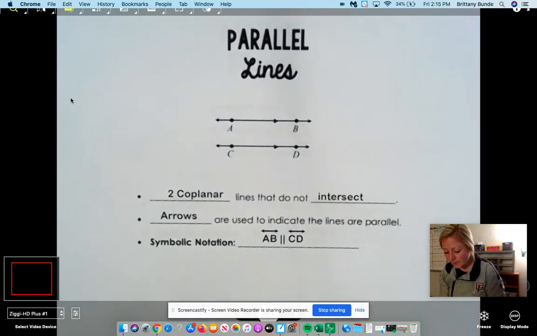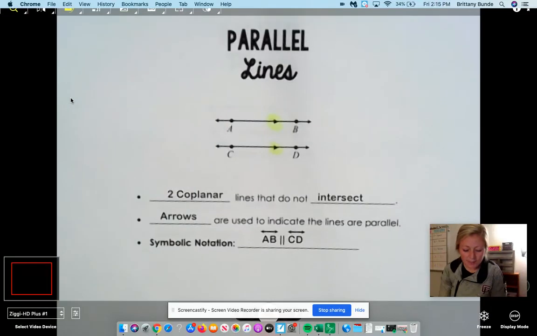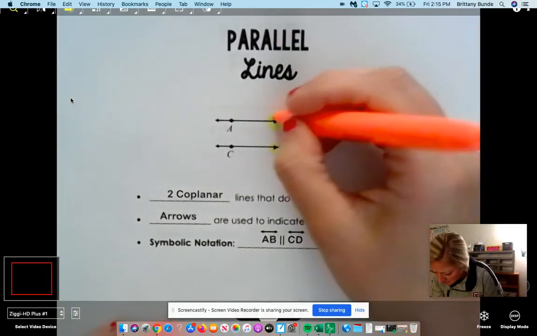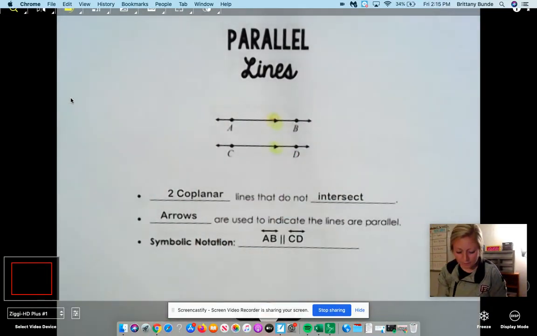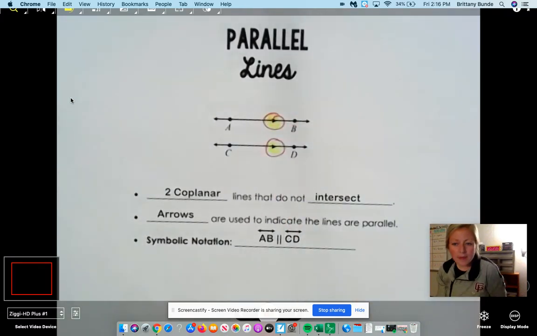How do we know in a picture if lines are parallel? Well, we use these little marks. Do you guys see those? You probably can't see those highlight marks. What about this color? No? All right, we'll go back to the pens. Do you guys see those arrow marks? That indicates that those lines A, B and C, D are parallel.